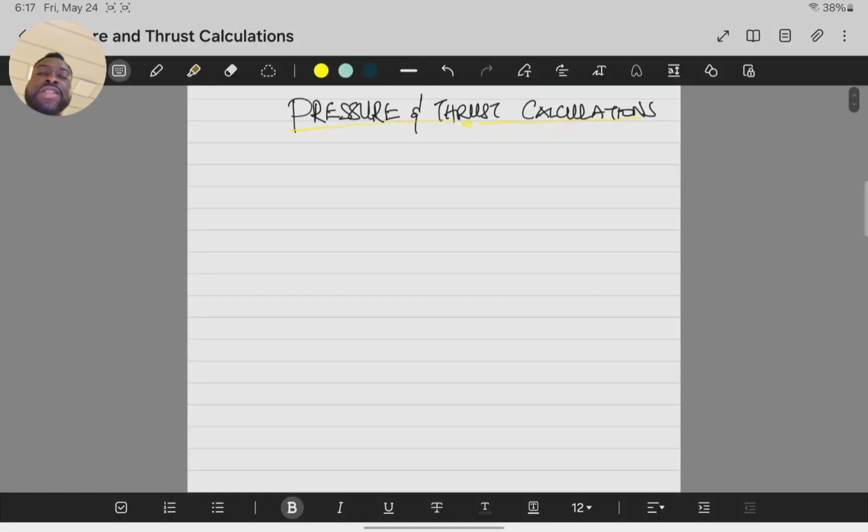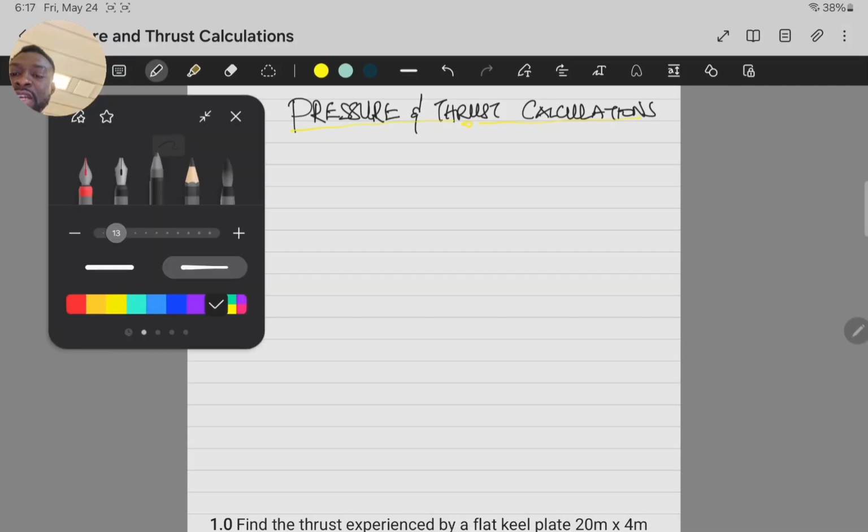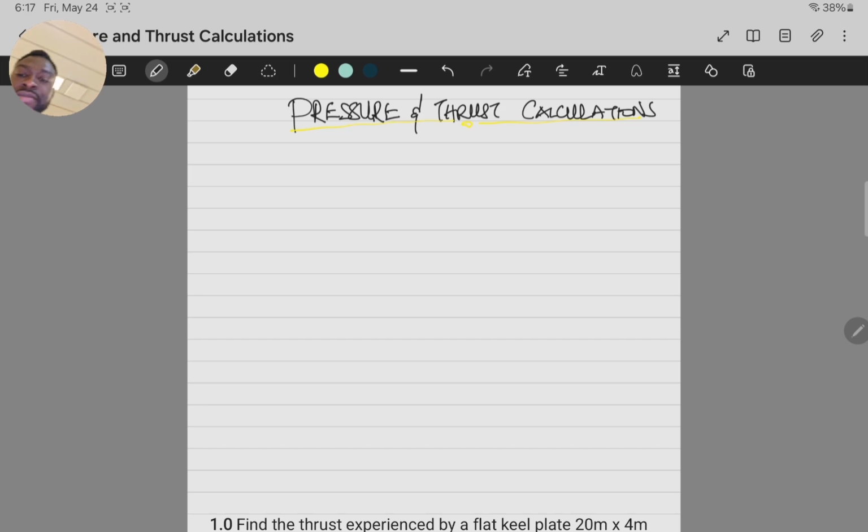Hello everyone. Before we start, I like to set some fundamentals, some foundations to calculations, and then we can apply them as we go along solving the questions, okay? Number one thing is we established that pressure is rho g D.